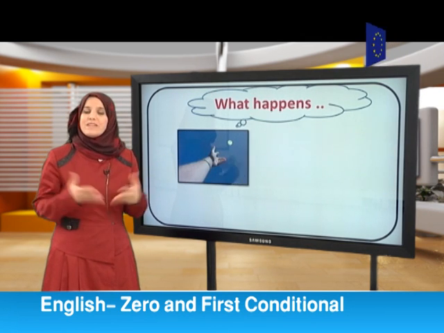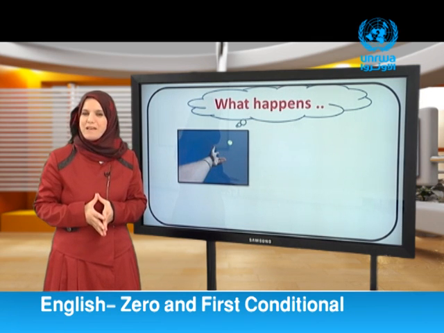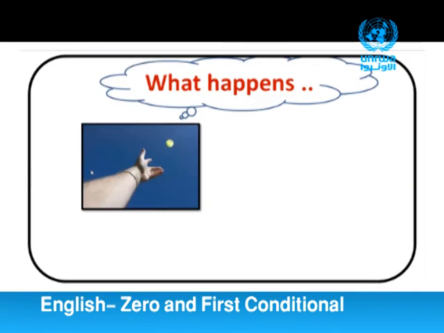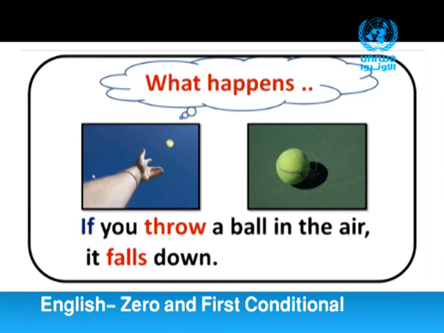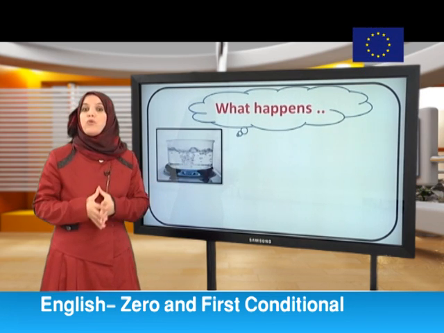Now, what happens if you throw a ball in the air? What happens? Good. If you throw a ball in the air, it falls down. The Earth's gravity pulls everything down. This is a scientific fact which is always true. Whenever you throw a ball in the air, it falls down. There's no other option.